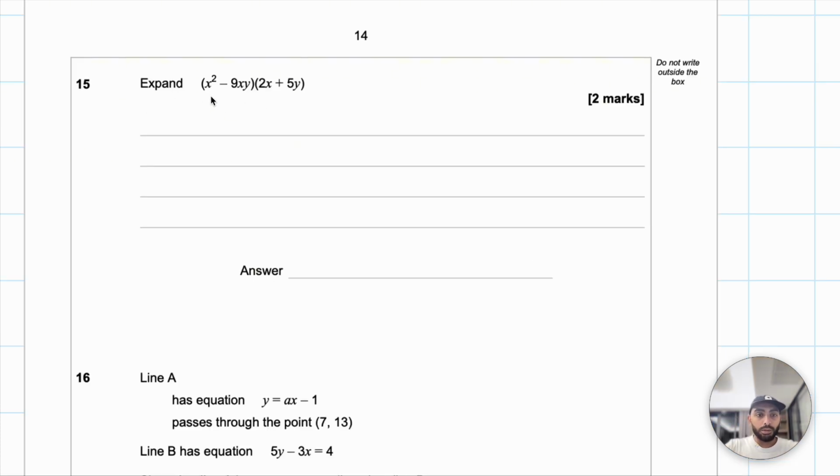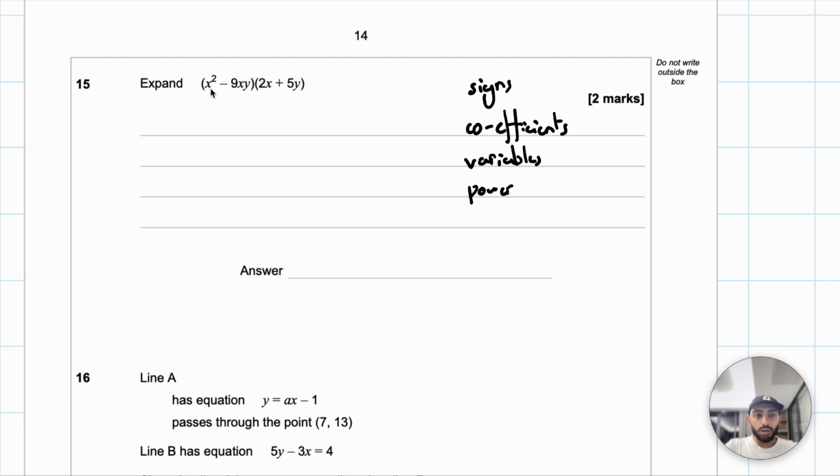Question 15, expand these double brackets. Whenever I'm expanding double brackets, I'm multiplying everything in the first bracket by everything in the second bracket. The order that I like to multiply things is, I look at the signs first, so whether they're positive or negative, and then the coefficients, what numbers the variables are being multiplied by, and then the variables themselves. Variables just means the letters, and then the powers finally.